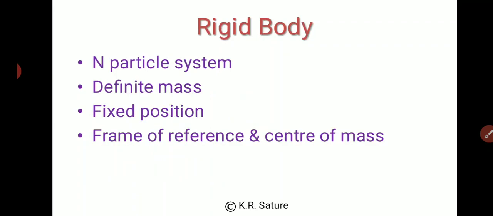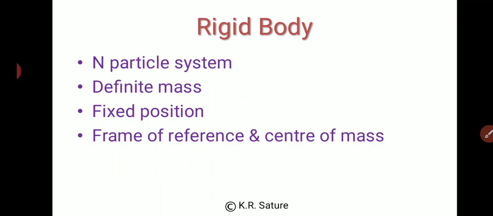As the name suggests, rigid means something compact. So it is something made up of particles, a number of particles. Let's say that there are n particles, or an n-particle system. If that system is compactly arranged, or in better words, if the distance between those particles is not changing so much, then we say that the body is a rigid body.